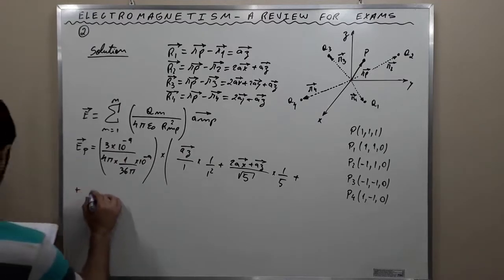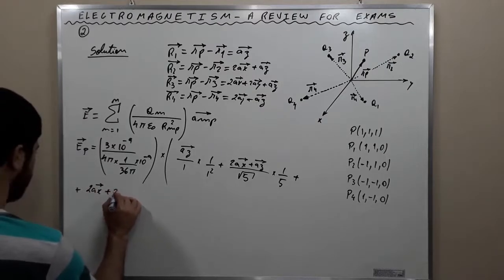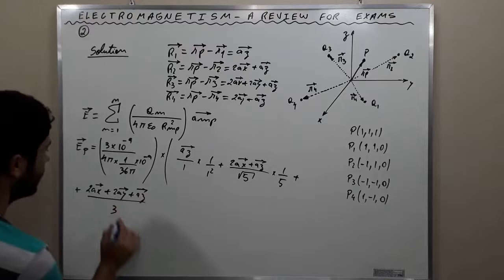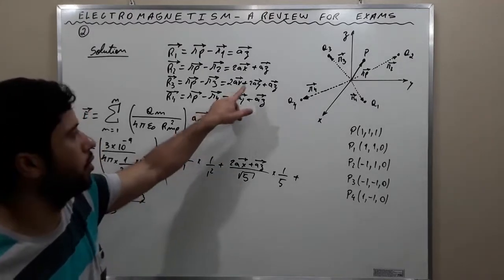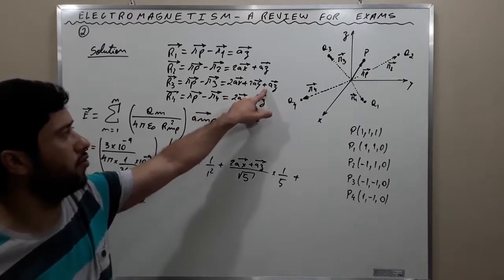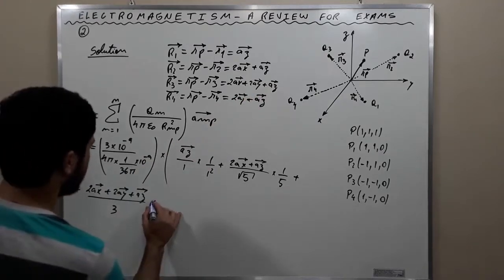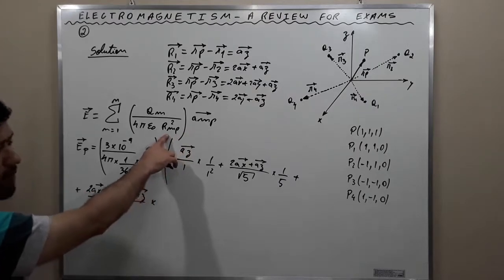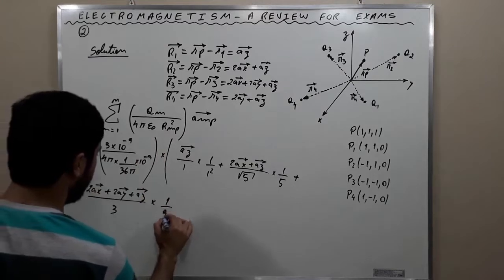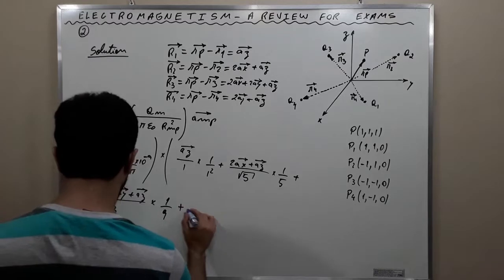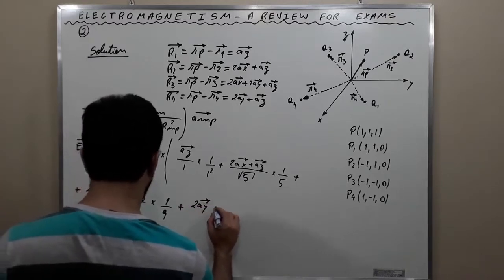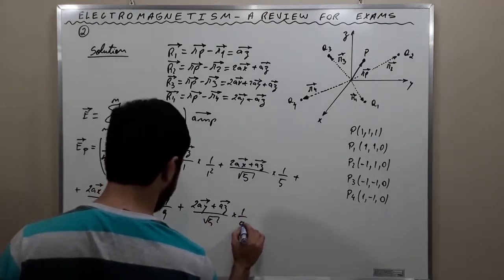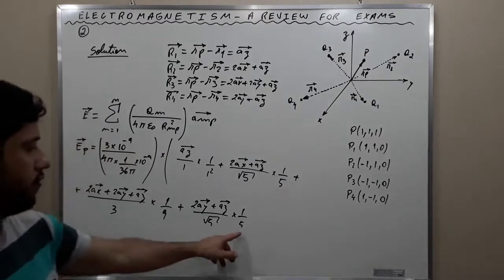For R3, 2ax plus 2ay plus az, the magnitude is going to be 3, okay? It is going to be the square root of 2 squared plus 2 squared plus 1 squared. It is then the square root of 9, which is 3, okay? This is the unit vector, this guy here, and we have to multiply by the magnitude of the vector, which is 1 over 9. And for R4, it's going to be 2ay plus az divided by the square root of 5 times 1 over the square root of 5. Now, the square root of 5 squared, which is 5.